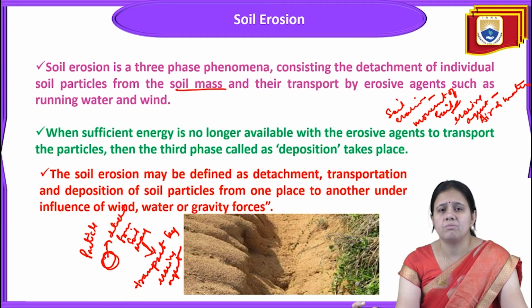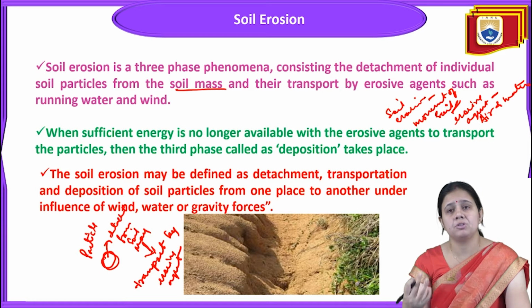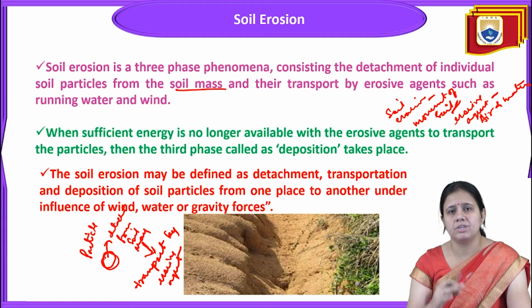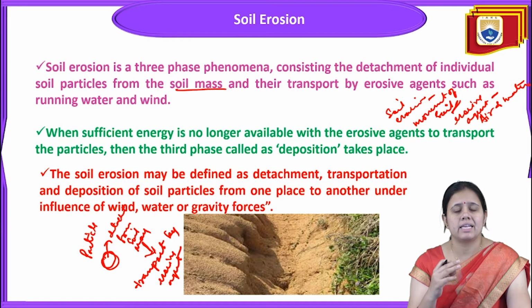Soil erosion has a very bad effect, and it is a complete destruction of soil particles and of soil fertility also. If we define soil erosion, it is defined as the detachment, transportation and deposition of soil particles from one place to another under the influence of wind, water or gravity force. Soil erosion can be defined as the detachment, transportation and deposition of soil particles from one place to another by some external agents, like wind, water or gravity forces.